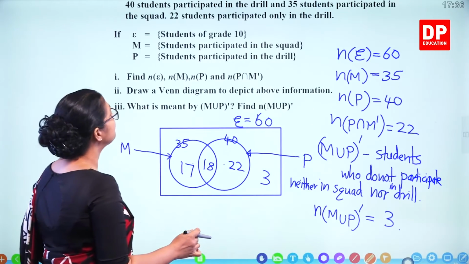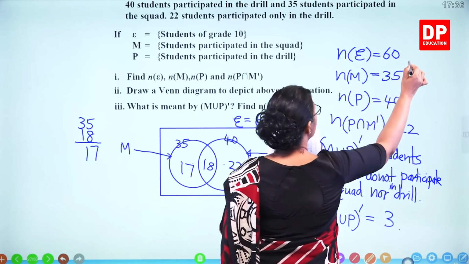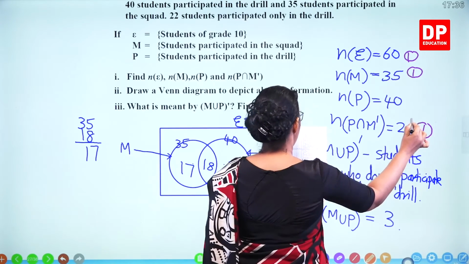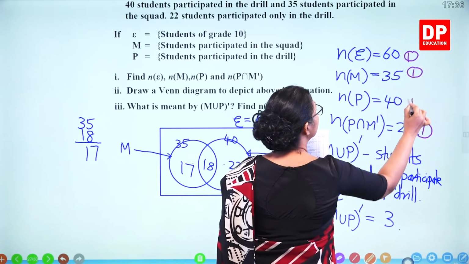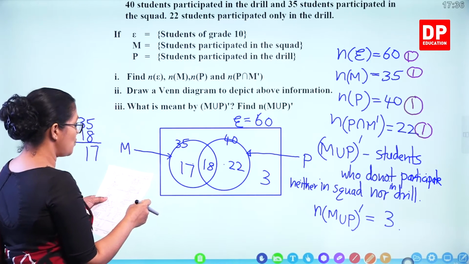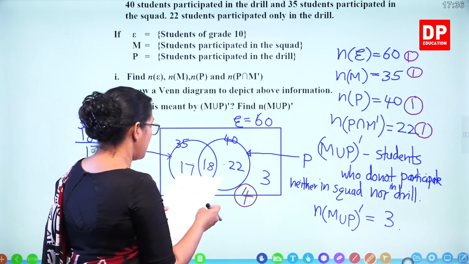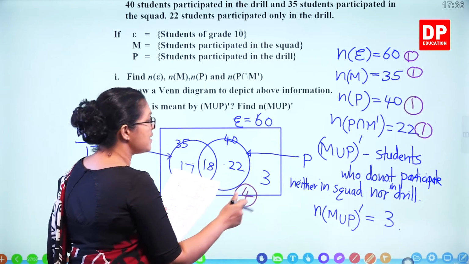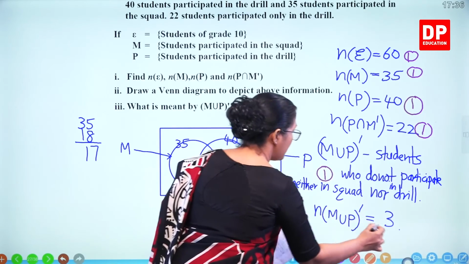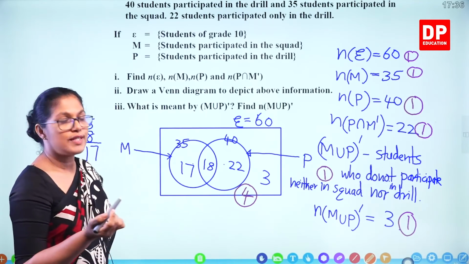Now we'll give marks. 60, 1 mark, 35, 22 here, and 40, 4 marks there. And for the diagram, 17, 18, 22, 3, that's 4 marks. And writing down this one is 1 mark and 3 is 1 mark. So see whether this is 10: 4, 4, 8 and 2, 10 marks.